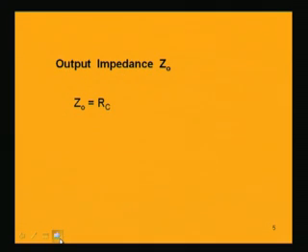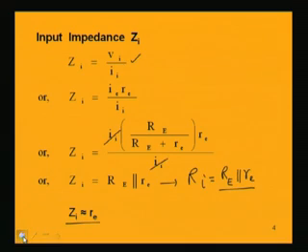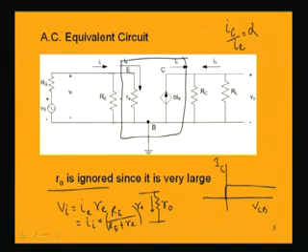Now, we find out the output resistance or output impedance, looking into the amplifier from the output terminals.